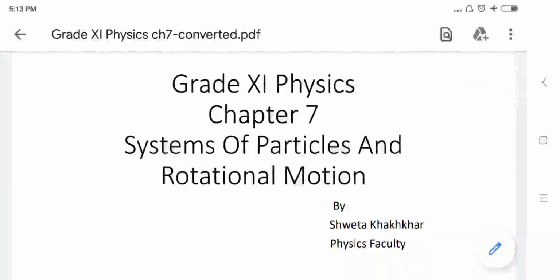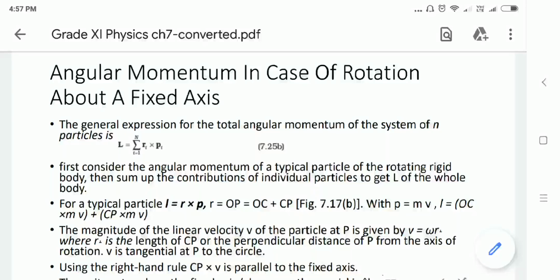Hello students, let us start our new session of chapter number 7, Systems of Particles and Rotational Motion. Now let us understand angular momentum in case of rotation about a fixed axis.